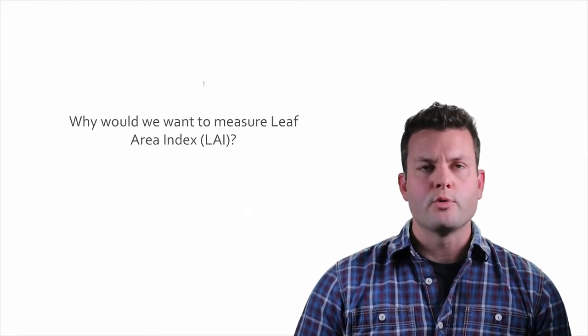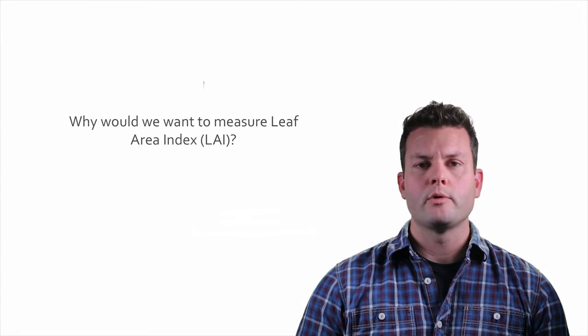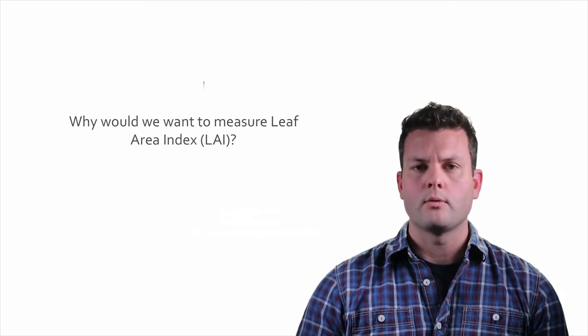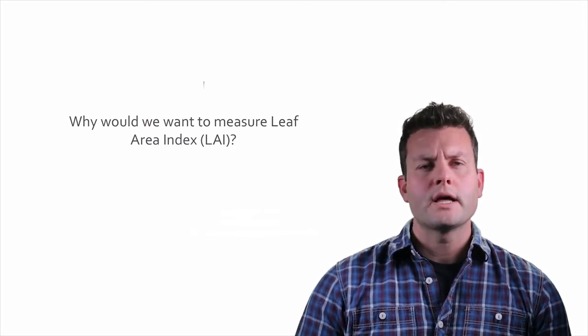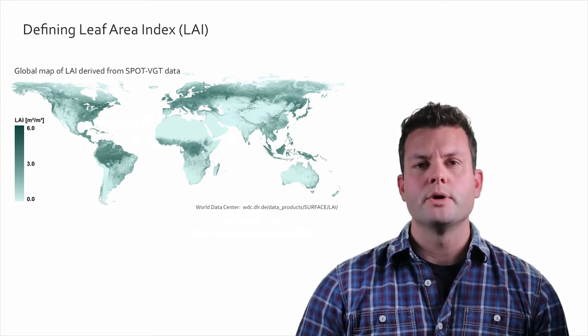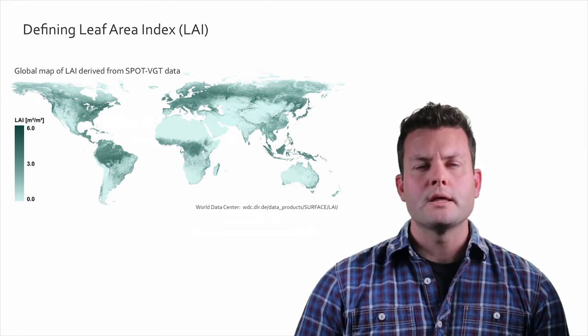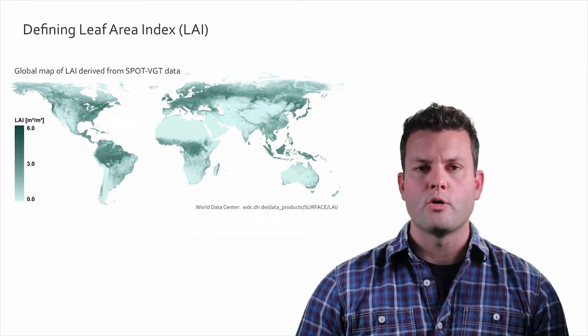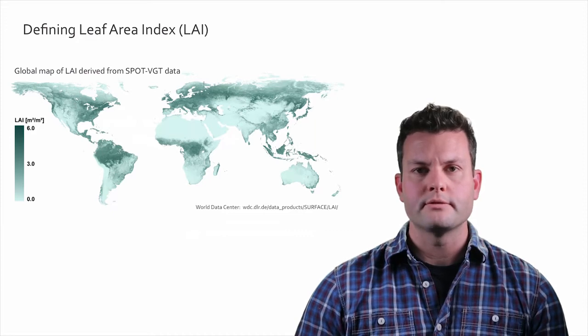So just really briefly, I'd like to discuss why we would want to measure leaf area index. Why is it useful? LAI is one of those variables that is pretty ubiquitous. It's used all over the place. And that's because it's simple, but it's also extremely descriptive.